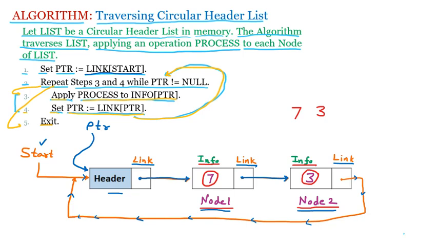But the difference between circular and the normal list is that if I move further, again I will be on the 7. That means it is kind of a loop, and the header is like a break. If I again increment PTR, it will go to node 1, then node 2, then header, then again node 1, 2 and header. So circular is a never-ending process, but to make it end, we assume that the header is null. This is how we can traverse the header linked list.